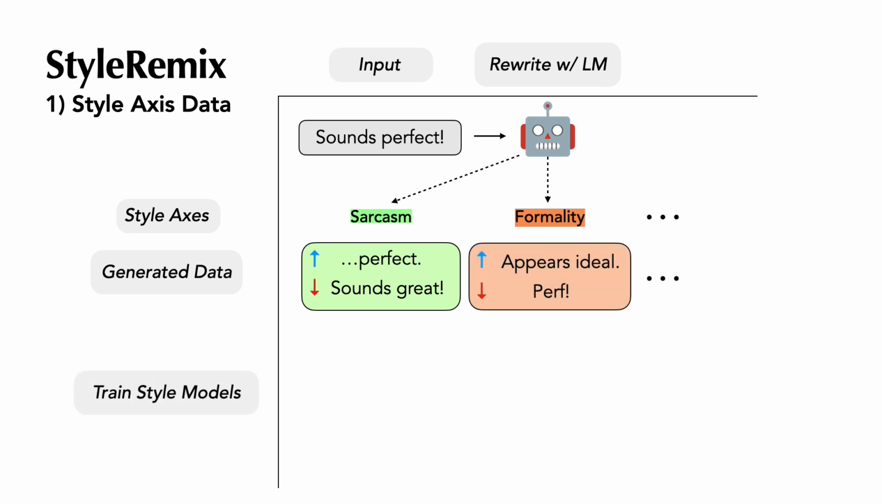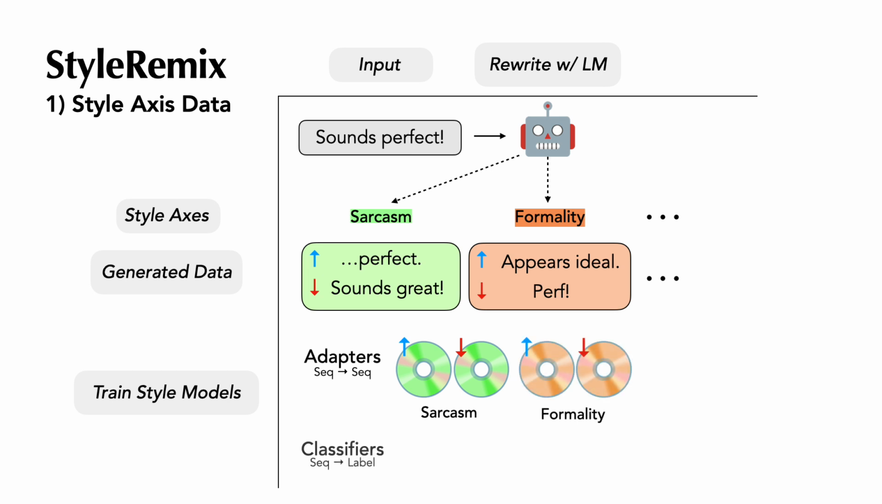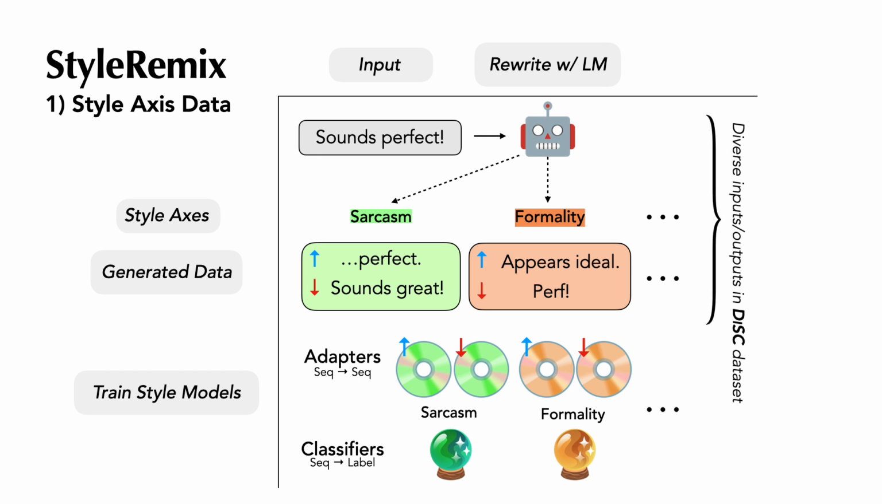Once we have this data and we filter for quality, we can train style models. Specifically, we can first obtain adapters, which are lightweight modules that will allow us to rewrite input text to be more or less sarcastic. We can also do the same thing for formality. Finally, we also might want to train classifiers to tell for next parts of our method whether text is sarcastic or not. Same thing for formality and for all the other style axes. Overall, the data that we collect here is a valuable resource to the community. It can be used for future explorations into style axes.